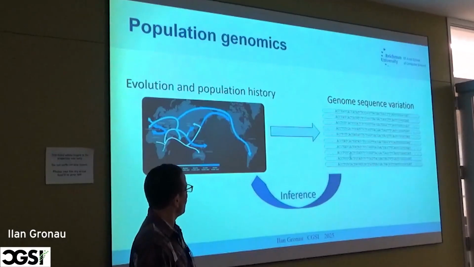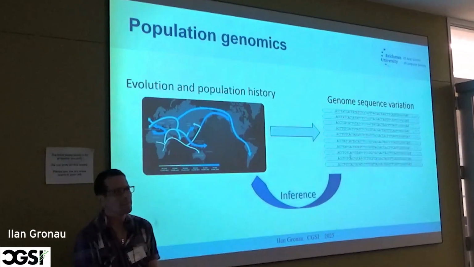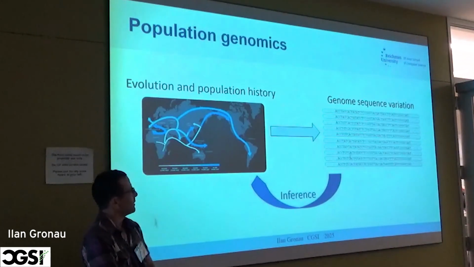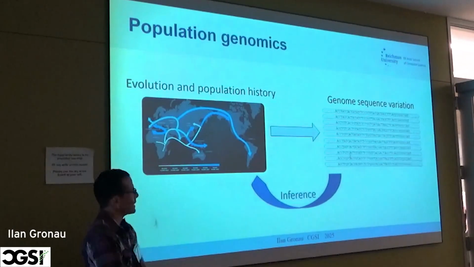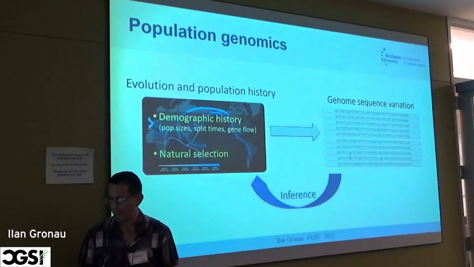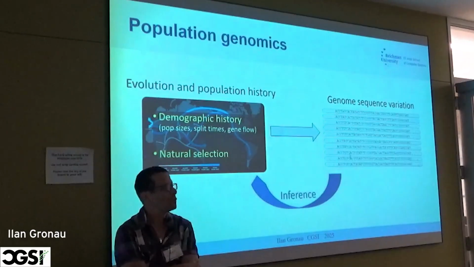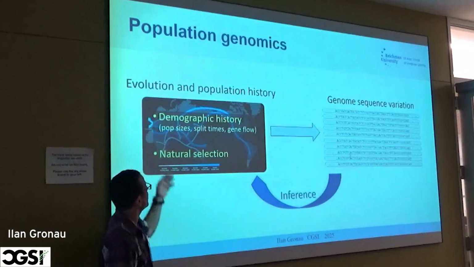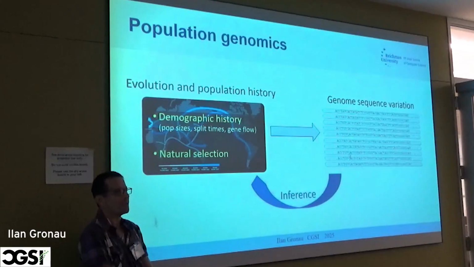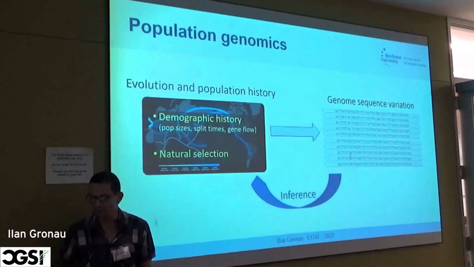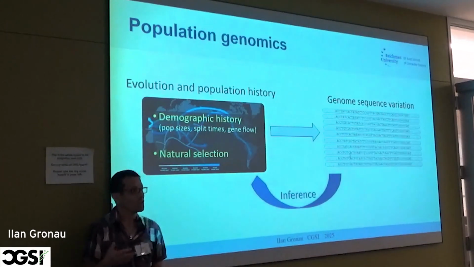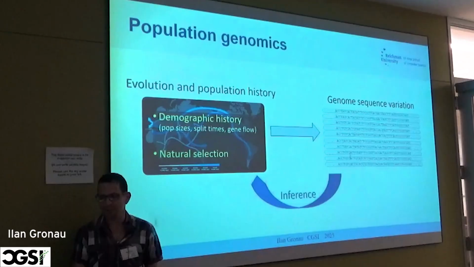So population genomics generally is focused on this task of taking genomic sequence data and using it to make inference on past events that shaped the variation that we see. And there are, generally speaking, two main themes that we're interested in. One is the demographic history, the dynamics of history of populations to which these genomes belong. And the second aspect is natural selection, that also obviously affects patterns of variation.